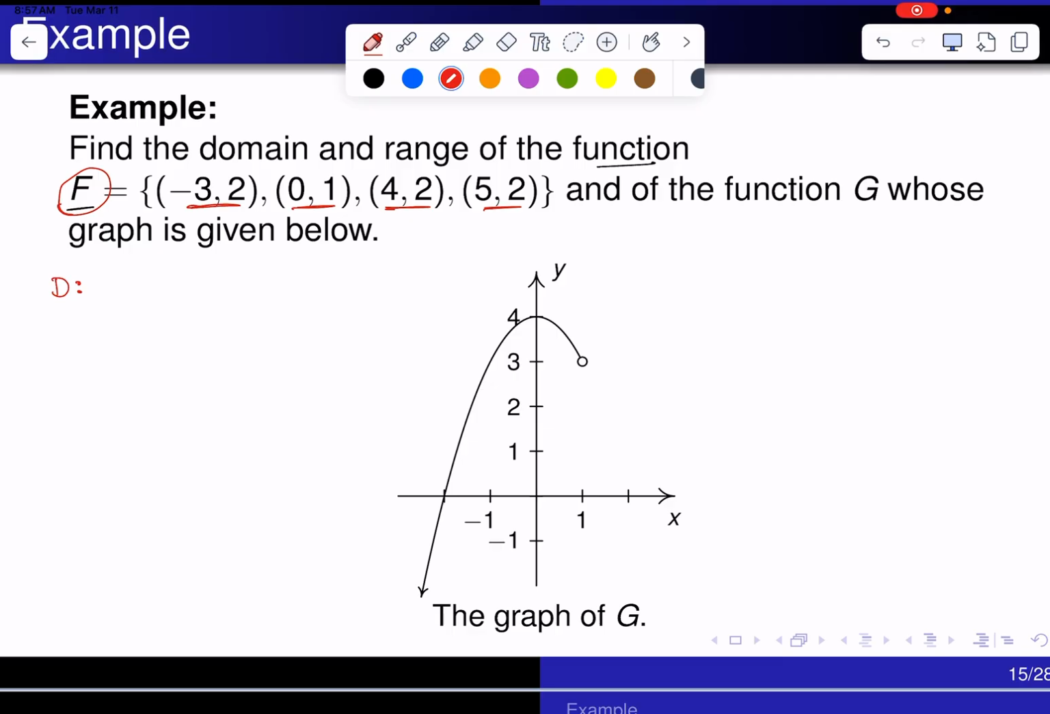Okay, domain. It's the set of all X. So it's the set of all X such that X is equal to whatever the X values are. So just list the X values: -3, 0, 4, and 5.